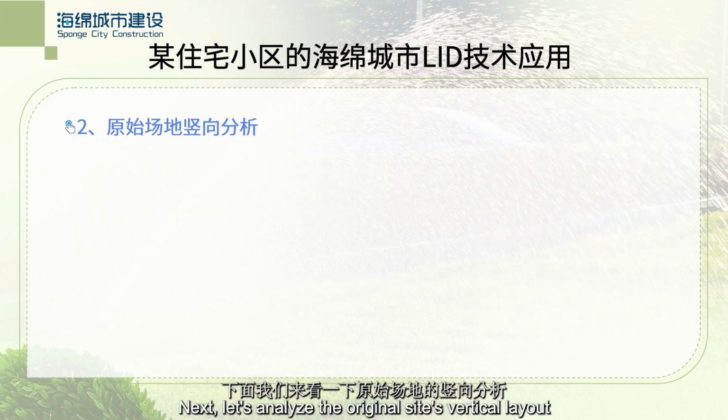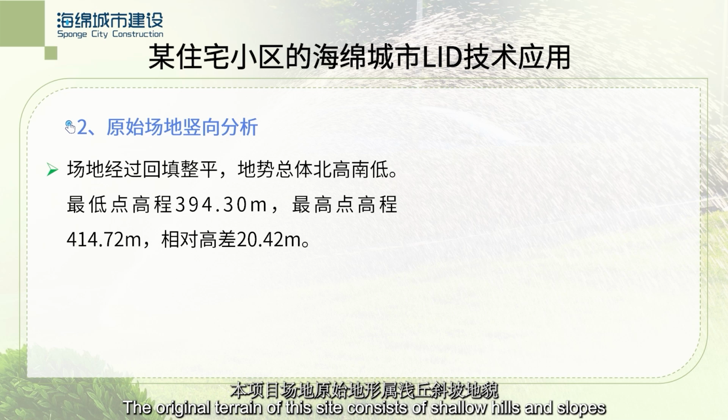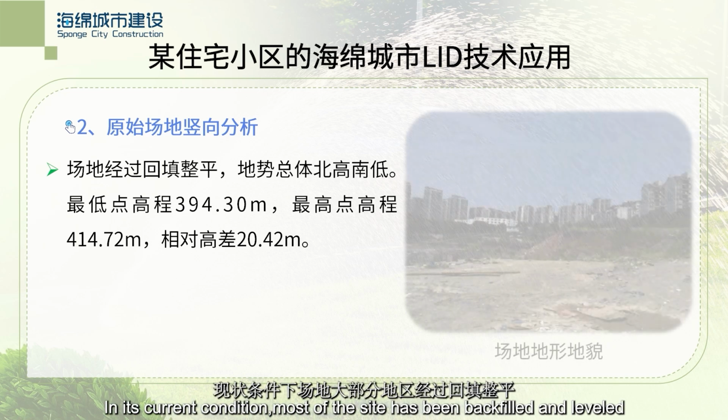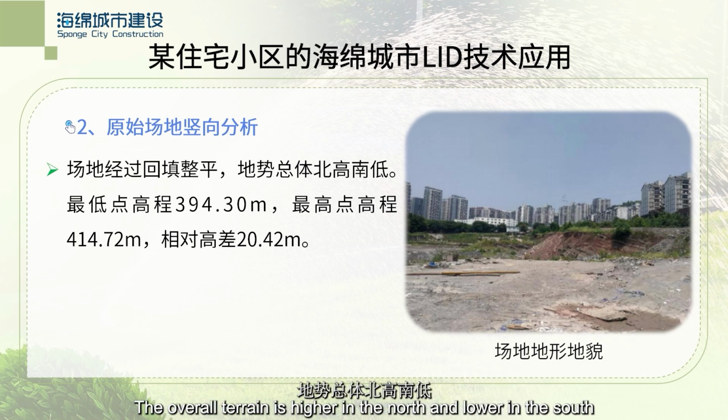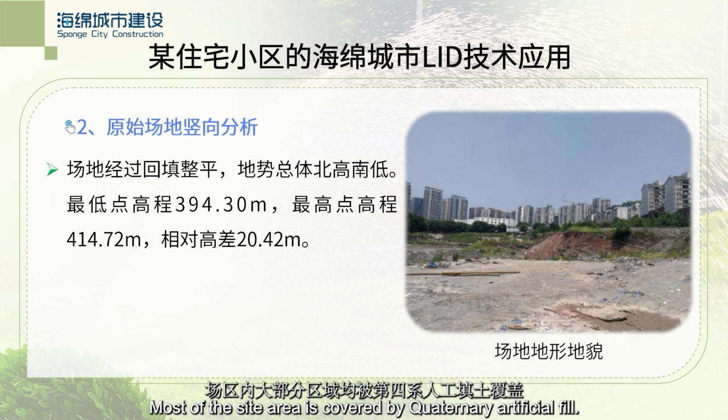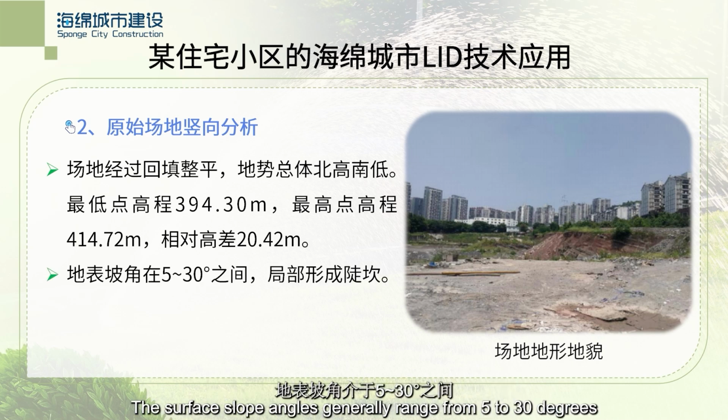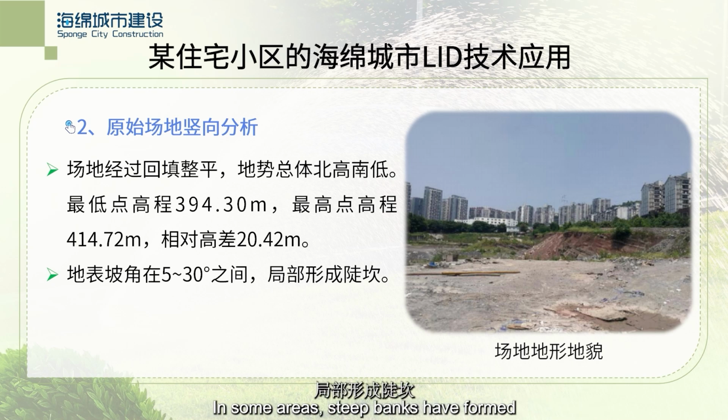Next, let's analyze the original site's vertical layout. The original terrain of this site consists of shallow hills and slopes. In its current condition, most of the site has been backfilled and leveled. The overall terrain is higher in the north and lower in the south. Most of the site area is covered by quaternary artificial fill. The surface slope angles generally range from 5 to 30 degrees. In some areas, steep banks have formed.